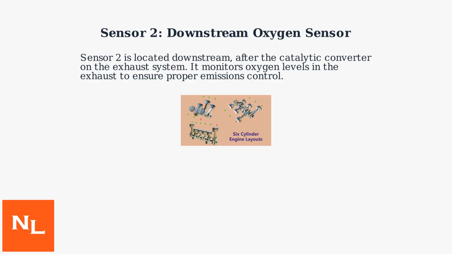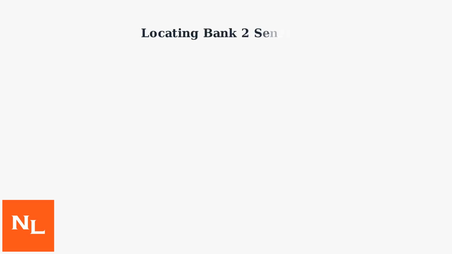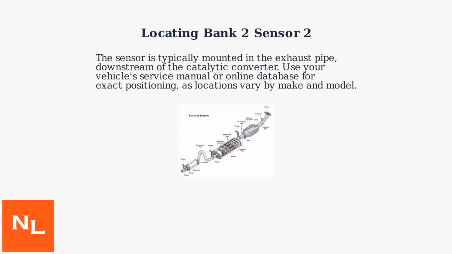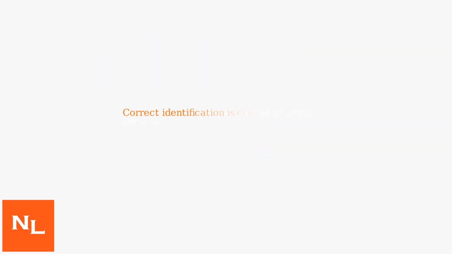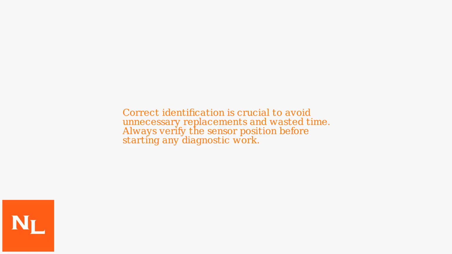To locate Bank 2 Sensor 2, look for the oxygen sensor mounted in the exhaust system downstream of the catalytic converter on the engine bank opposite cylinder 1. The exact position depends on your vehicle's configuration. Identifying the correct sensor is crucial. Incorrect identification can lead to unnecessary replacements and wasted time. Consult your vehicle's repair manual or an online database for the exact location specific to your make and model.